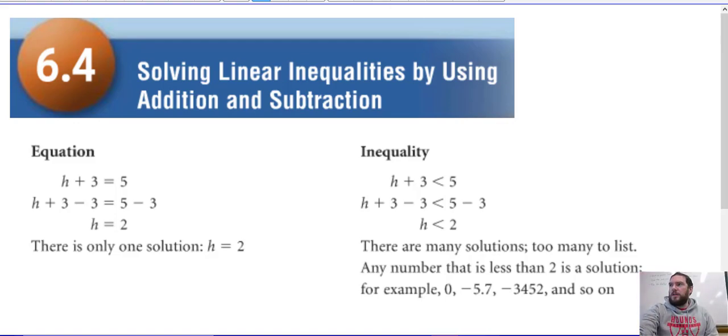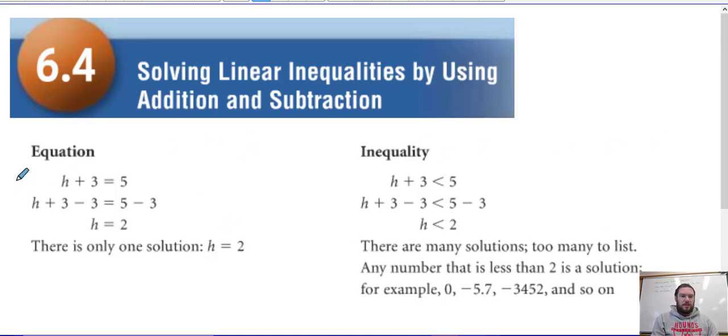We're going to pick up where we left off last time with linear inequalities, and one thing that I want everyone to be aware of is that linear inequalities and linear equations work much the same way when it comes to solving these things. So I have an example here.